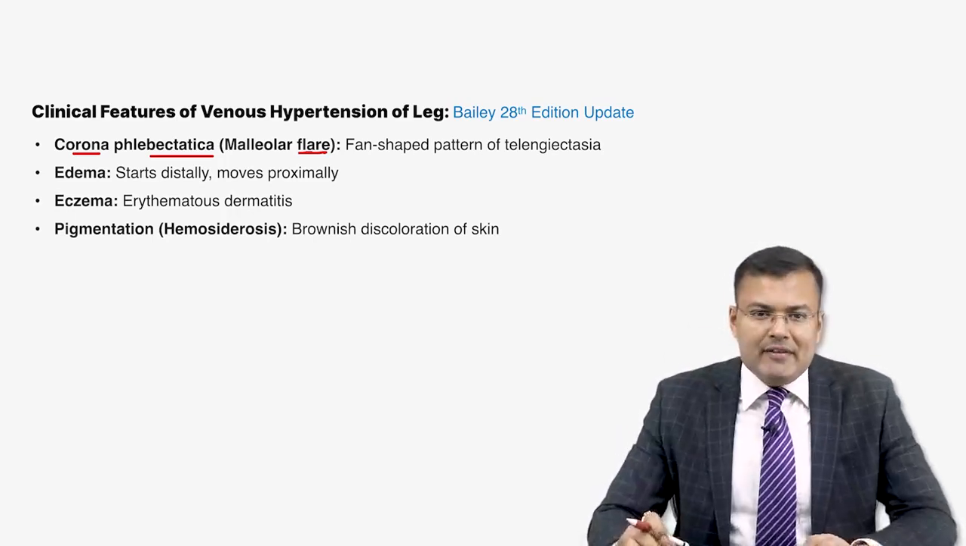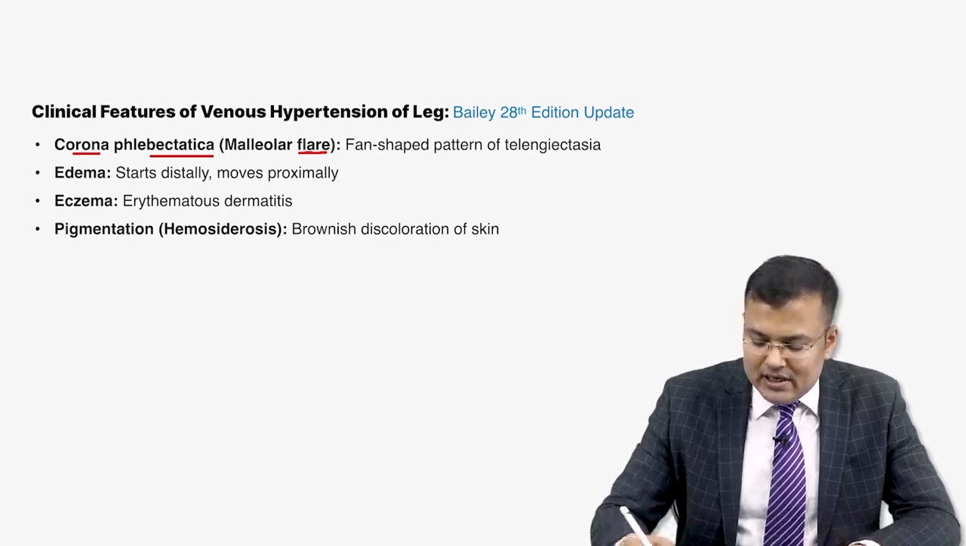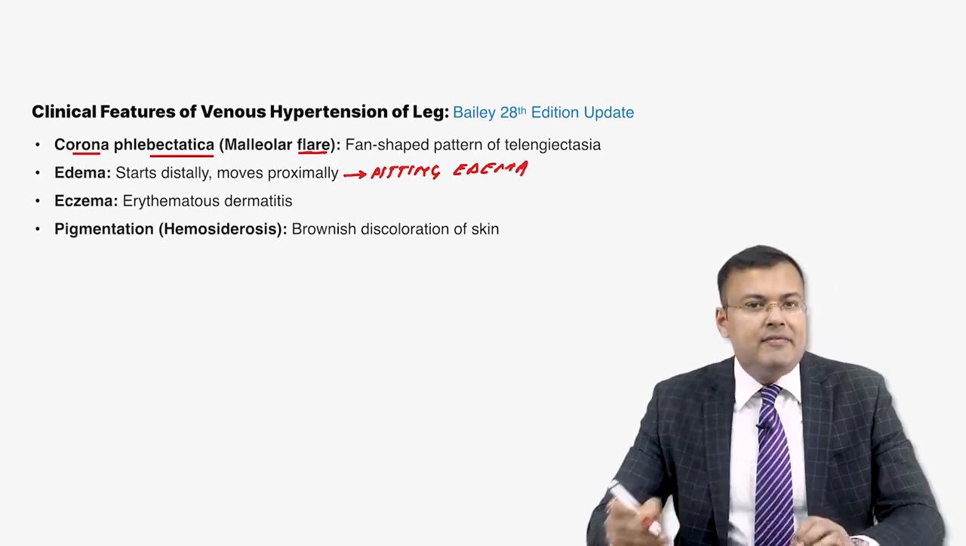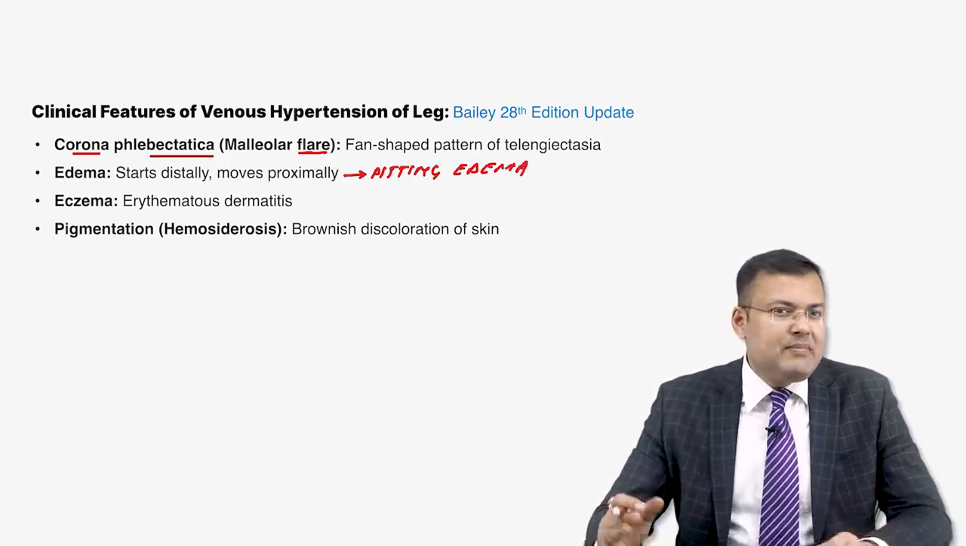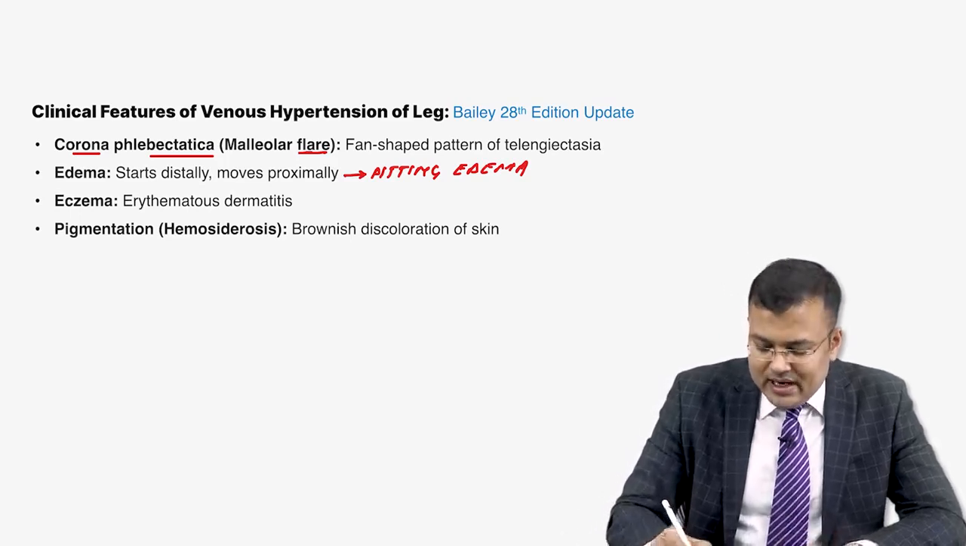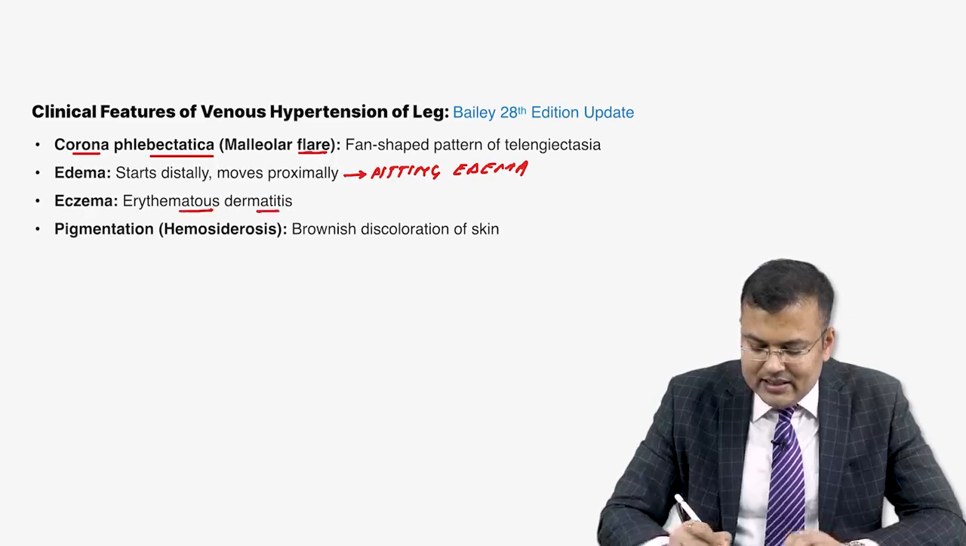And the patients who are having venous hypertension or varicosity, what kind of edema do these patients have? These patients have pitting edema. And we discussed that in patients of DVT, initially there is pitting edema followed by non-pitting edema. There is eczema. These patients have erythematous dermatitis, that is eczema.